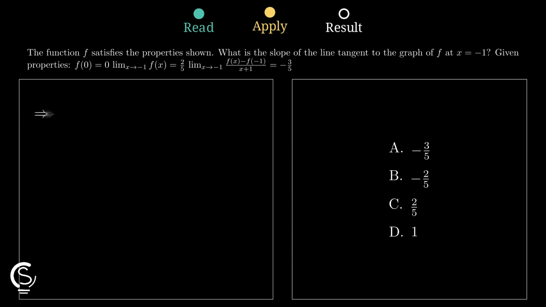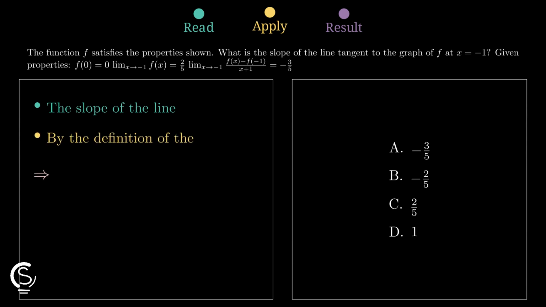Look at the limit definition provided in the third property. This specific limit formula is the formal definition of the derivative of our function f at the point -1. Since the limit equals -3/5, that is our slope. Option A is the winner. You just solved a complex calculus problem in seconds.